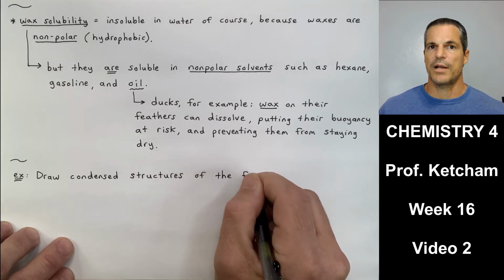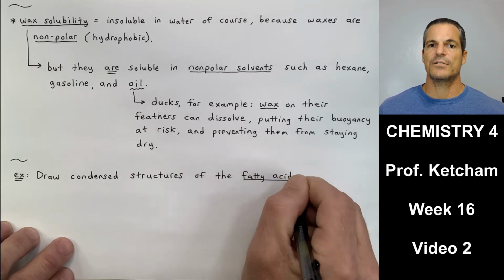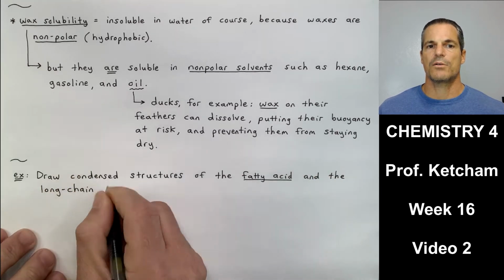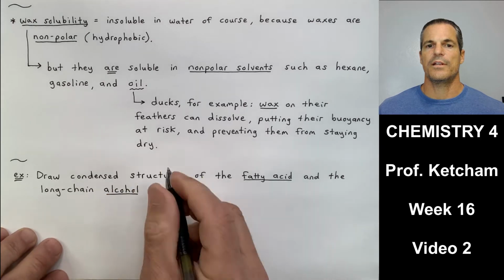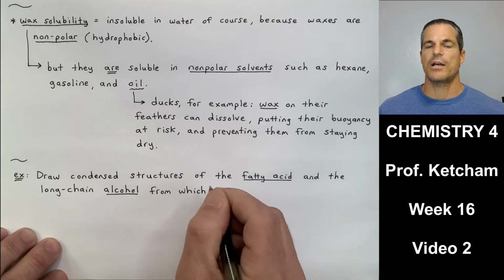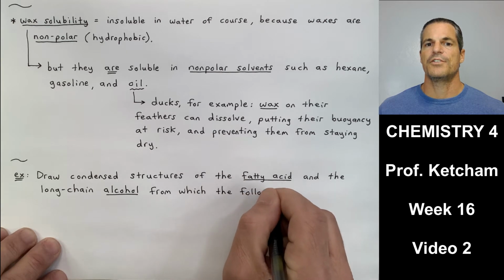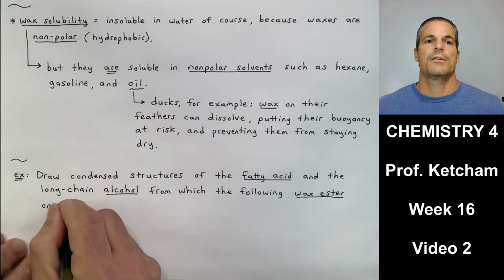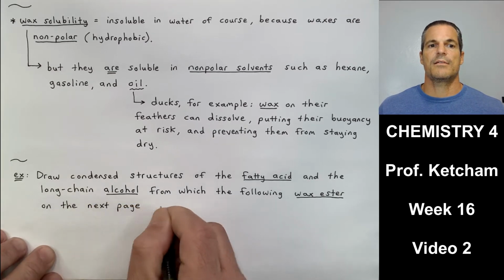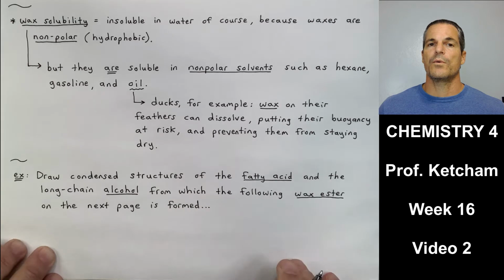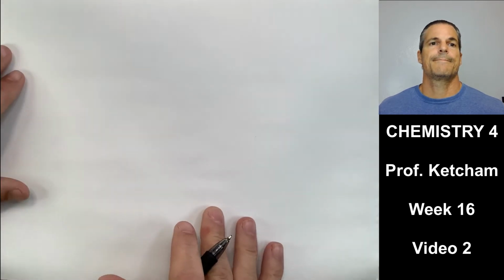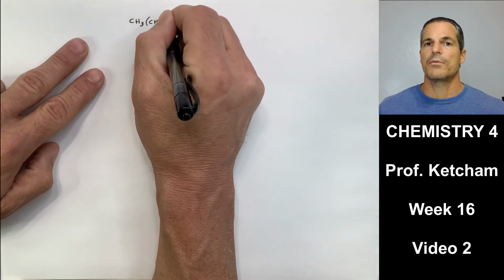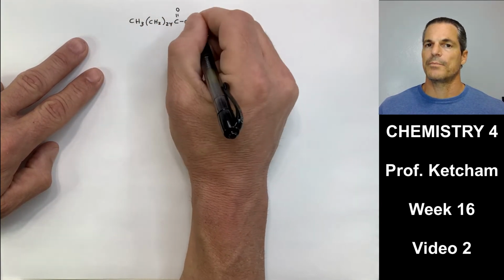All right, let's do an example right here, okay? It says, draw condensed structures of the fatty acid and the long chain alcohol. So anytime you see fatty acid and long chain alcohol written together in a sample problem, chances are you're going to condense the two or esterify the two and make an ester. Draw condensed structures of the fatty acid and the long chain alcohol from which the following wax ester was derived. All right, so I need plenty of room to draw this out. Let me get to a new page here. So what I'm drawing right now is actually the product. I'm drawing the product first.